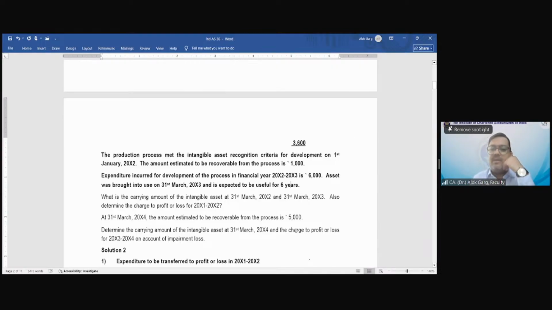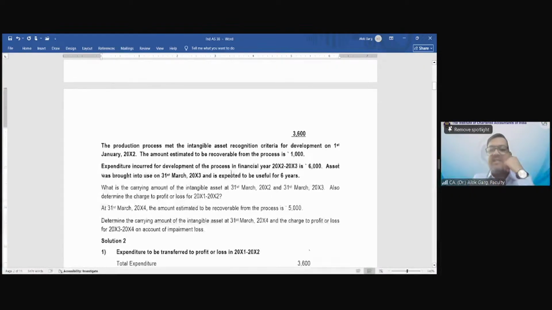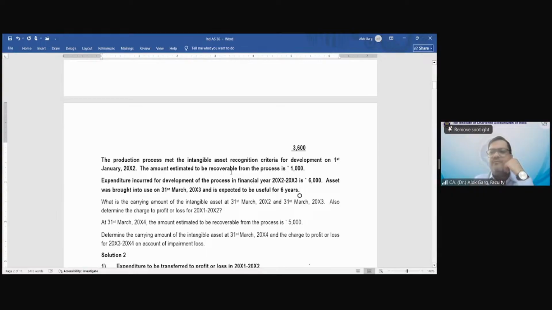Okay. And the total value of intangible asset is 6,900. Useful life is 6 years. What is the amortization in the next 6 years? 1150. So what is the requirement of the question? What is the carrying amount of the intangible asset as on 31st March 20x2 and 31st March 20x3? Also determine the charge to profit or loss for 20x1 and 20x2.